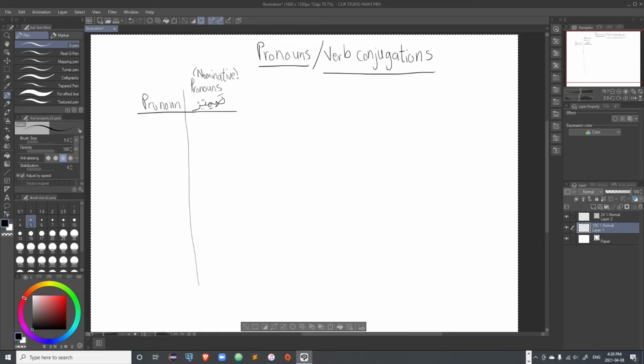Then the third column will be, oh, that is not a straight line. Okay, let us try this. There we go. And this will be the accusative or dative. Okay, so let us start.